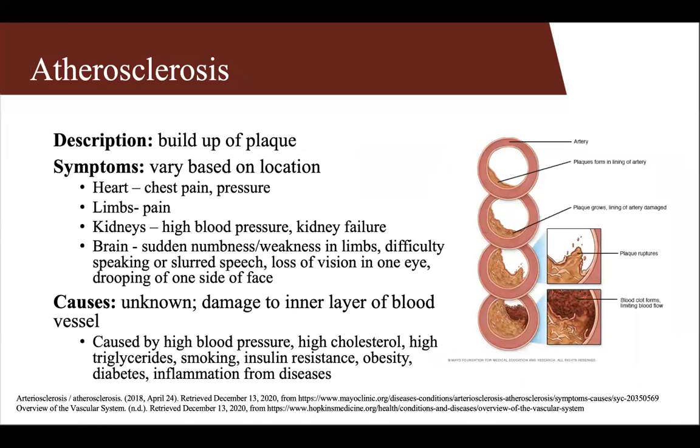One disease that might prompt such symptoms is atherosclerosis. Atherosclerosis is a buildup of plaque on the walls of blood vessels, as you can see there in the figure on the right. Symptoms can vary based on location. If the buildup is in a vessel leading to your heart, you may have chest pain or pressure. If it is located in a pathway to a limb, you will have similar symptoms to the one I described last slide. If the plaque buildup is on the way to the kidneys, you might experience high blood pressure and kidney failure. And if it's before your brain, you might have sudden numbness or weakness in your limbs, difficulty speaking or slurred speech, loss of vision in one eye, drooping of one side of the face, or other symptoms consistent with a transient ischemic attack.